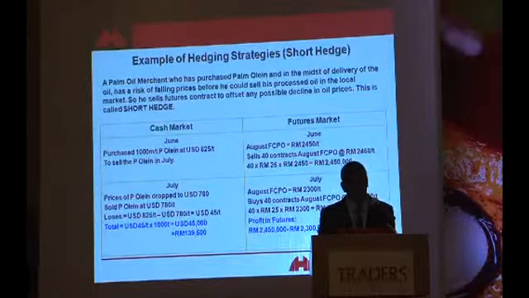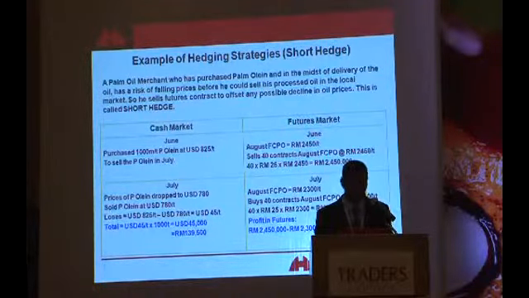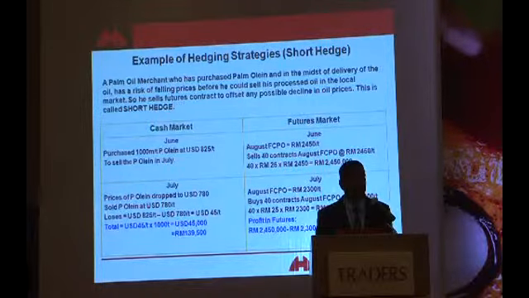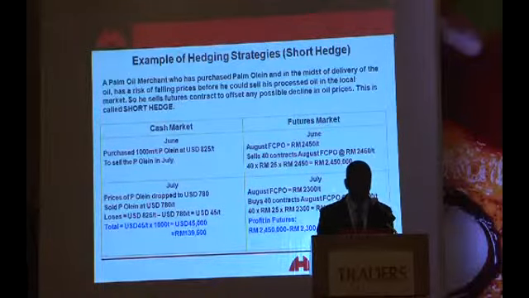So in June, in this example, they purchase 1,000 metric tons of olein at 825 USD, and they're supposed to sell it in July. If prices drop, they would lose money. So what they can do is come to the futures contract and sell the August futures contract at 2,450 ringgit per metric ton. And the value of that contract is about 2.45 million.